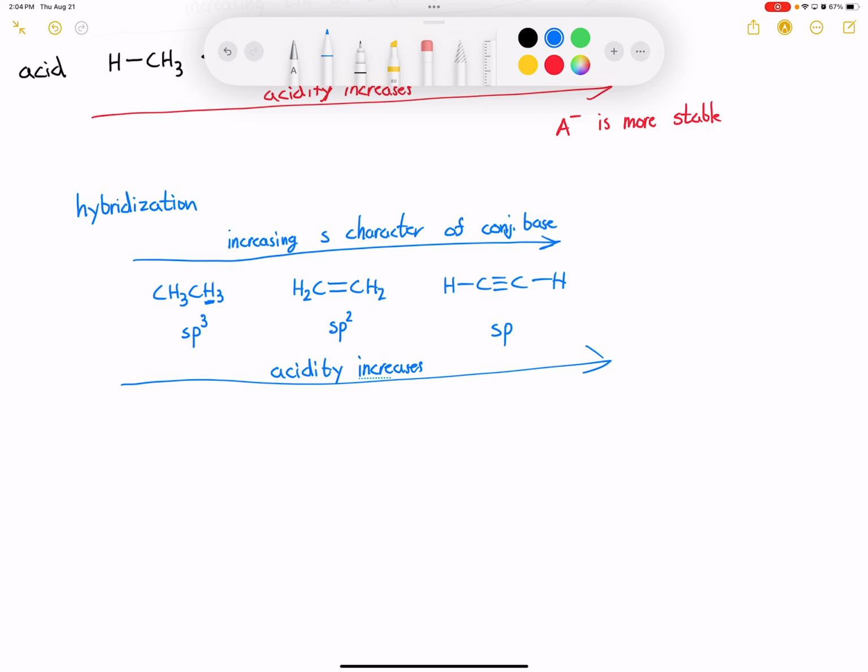Let me just clarify why that is. More S character, the negative charge, or in this case the electrons, is closer.